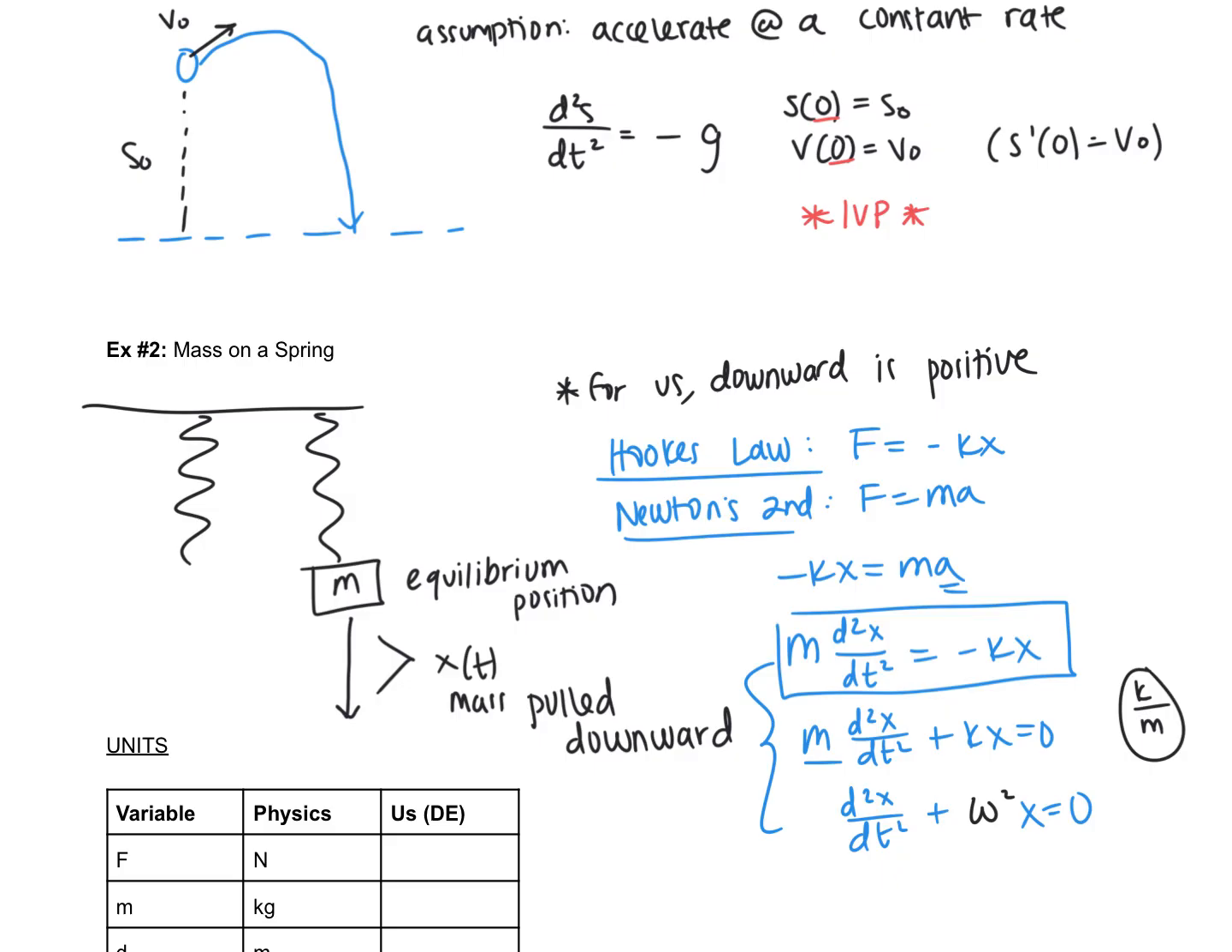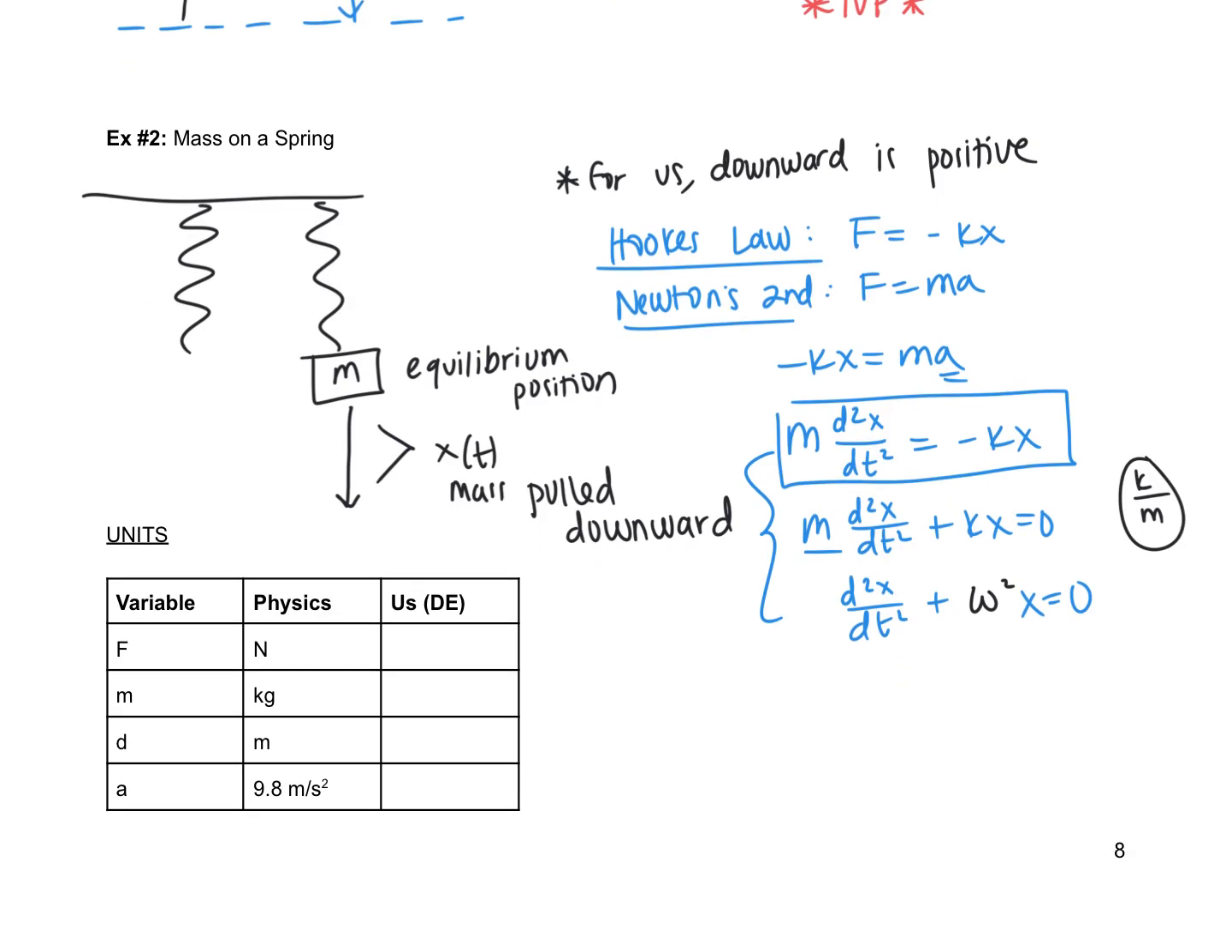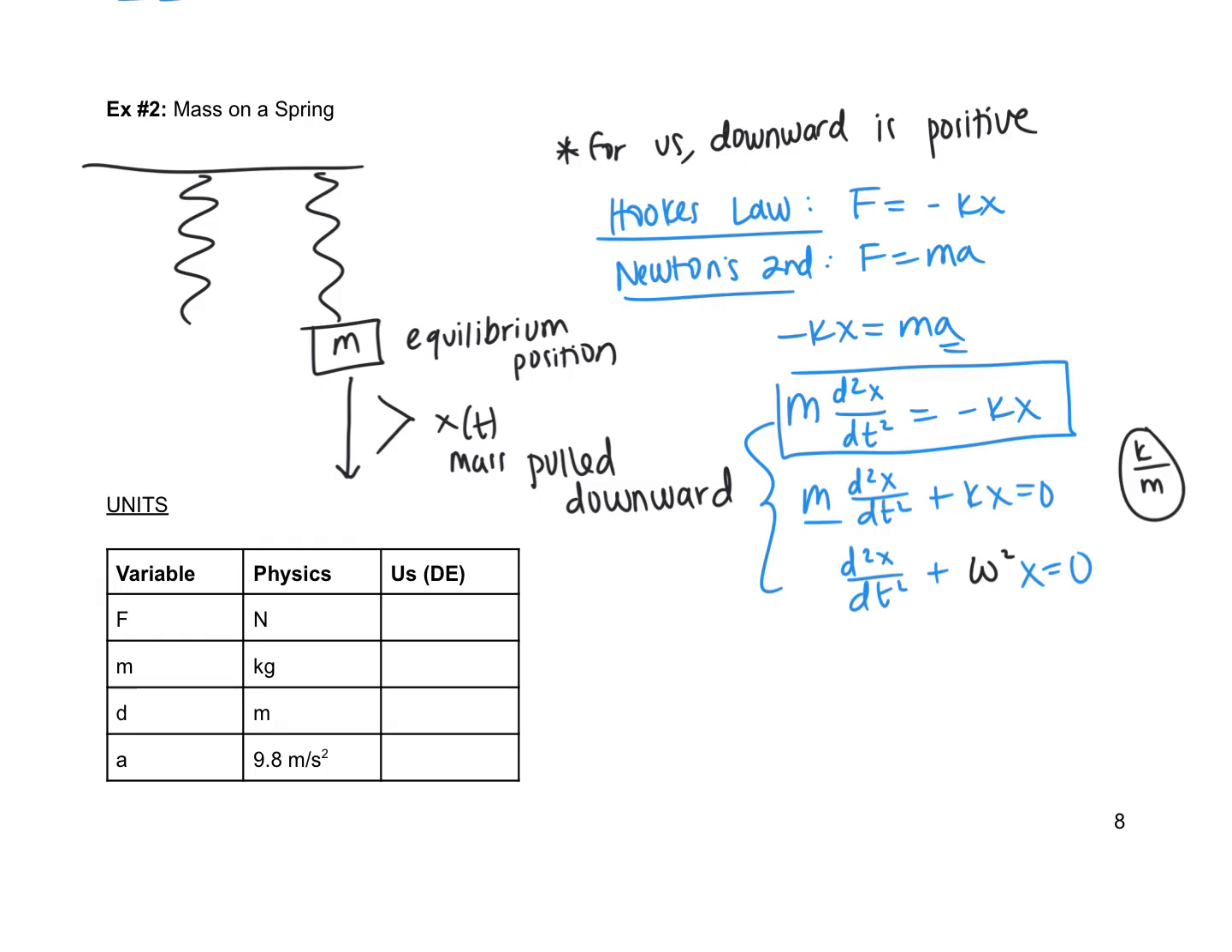Okay, so a lot of this should be familiar from physics. One thing that's going to be different is the units that we use. So in physics, you use these units for each of these variables. For us in differential equations, we're going to use some different units. You don't need this now, but you're going to need it later. So for F, instead of newtons, we use pounds.